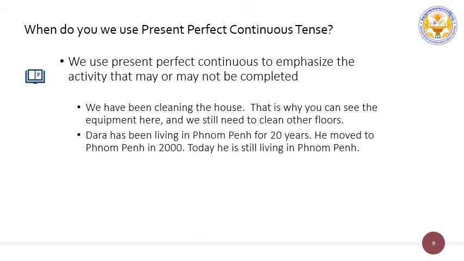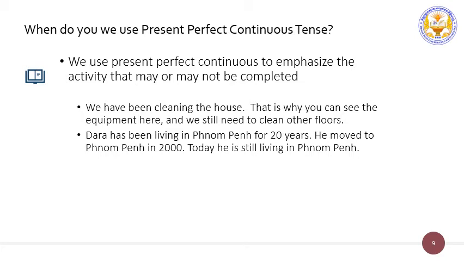Another example. Dara has been living in Phnom Penh for 20 years. He moved to Phnom Penh in 2000 and today he is still living in Phnom Penh. That's why we say he has been living in Phnom Penh for 20 years. We can also use the present perfect simple tense. He has lived in Phnom Penh for 20 years.